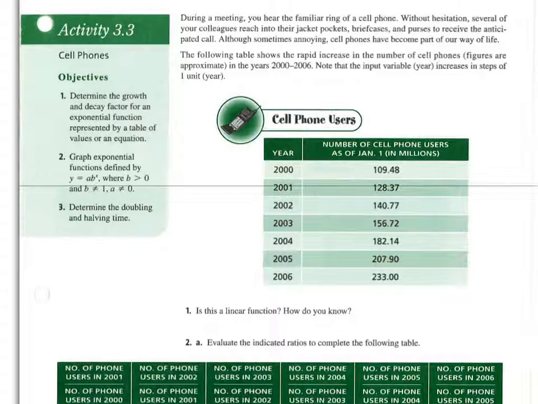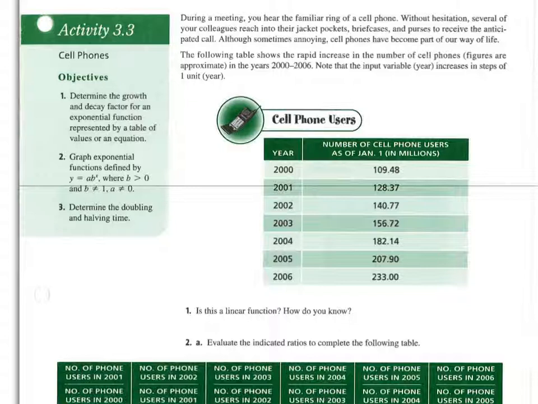Hi guys. So this is a direct continuation of activity 3.2. The two main goals for this activity are, one, to take a set of data like the one we're going to look at in a second, and figure out if it's linear or exponential. We already know how to do that, but once we know it's not linear and we know it's exponential, how do we find either the growth factor or decay factor by looking at the data?